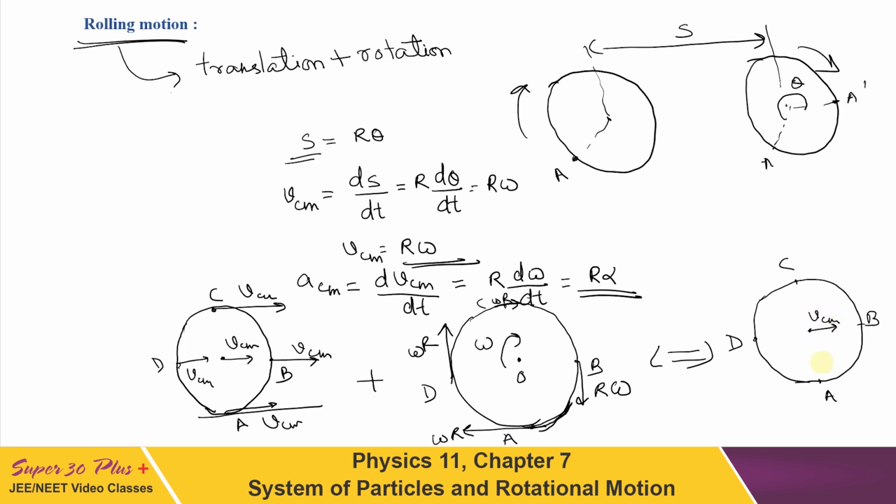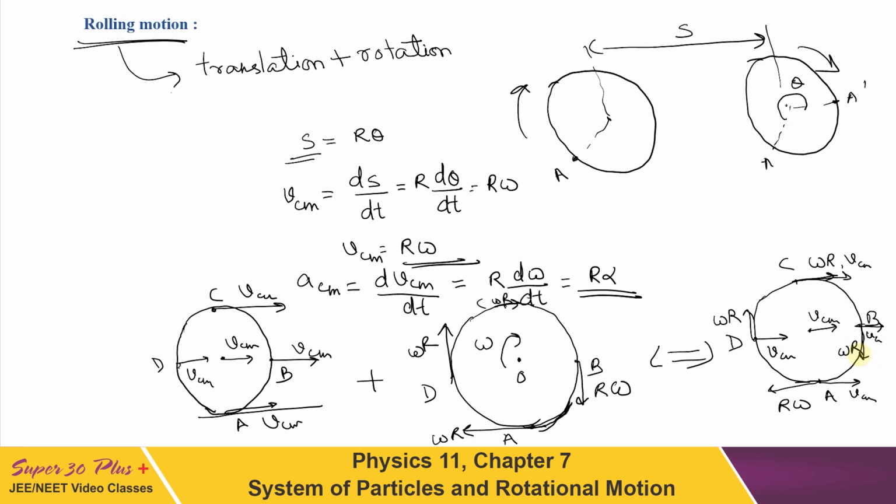What about A? For A, this is VCM and this is R omega. For D, it is this value omega r and here VCM. For C, it is both omega r and VCM in the same direction, and for B, this is VCM and this is the direction of omega r.